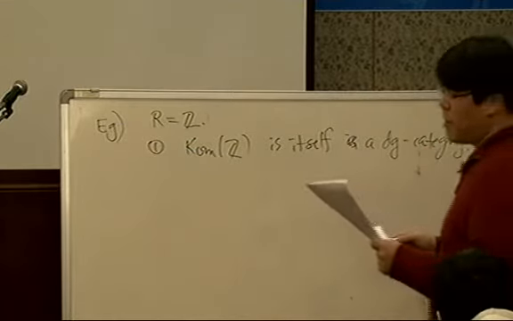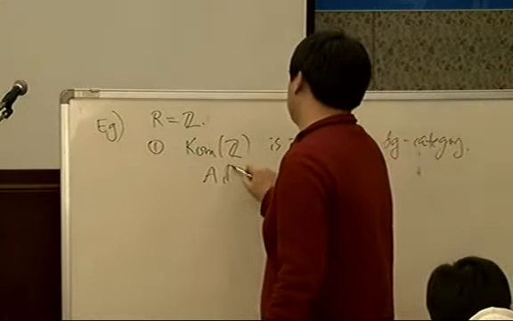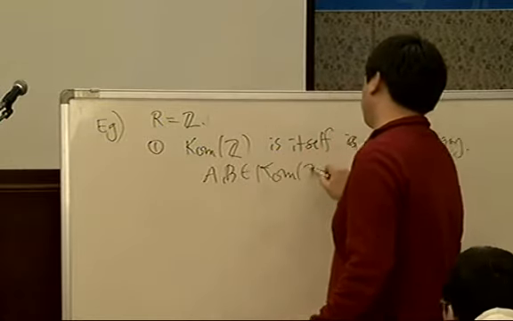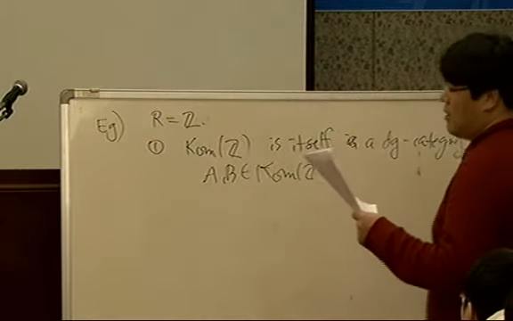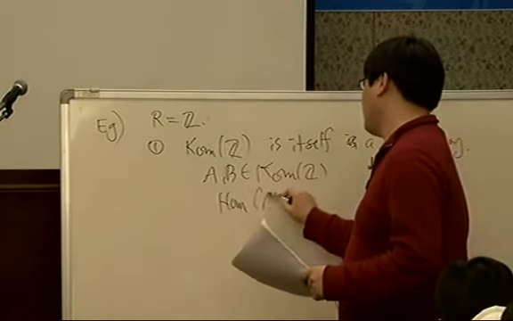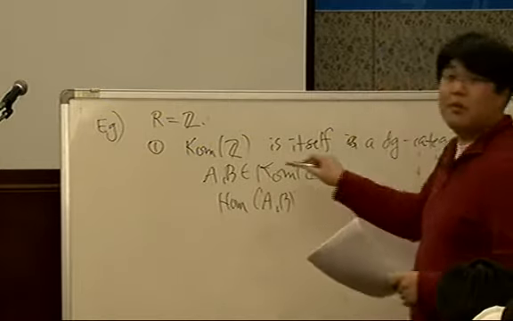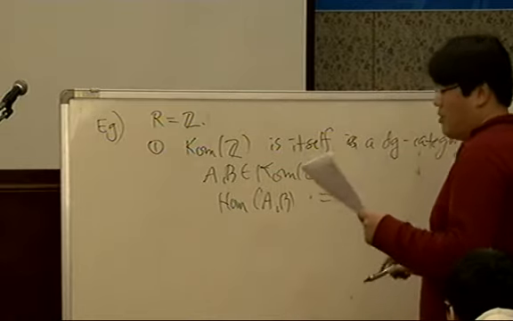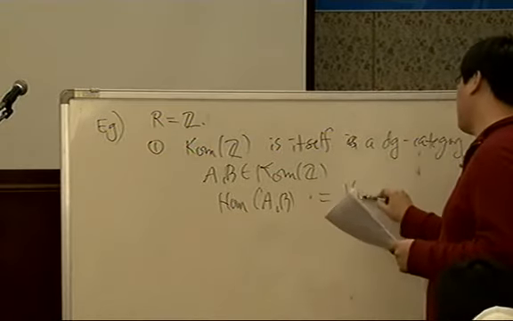So one of the most common ways of giving this kind of DG structure: suppose I have A and B, then we need to define Hom in this category, Hom(A, B). A and B are already complexes. So what we can actually do is, well, there is some kind of complicated notation.